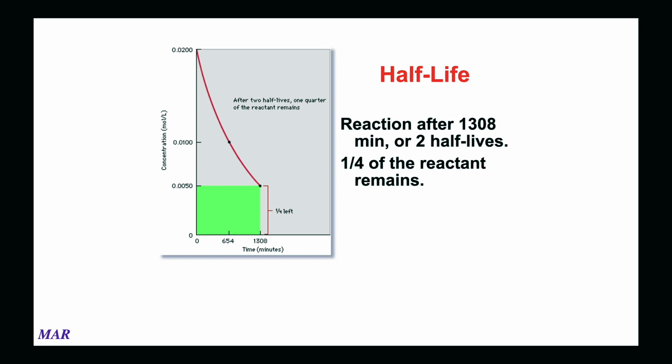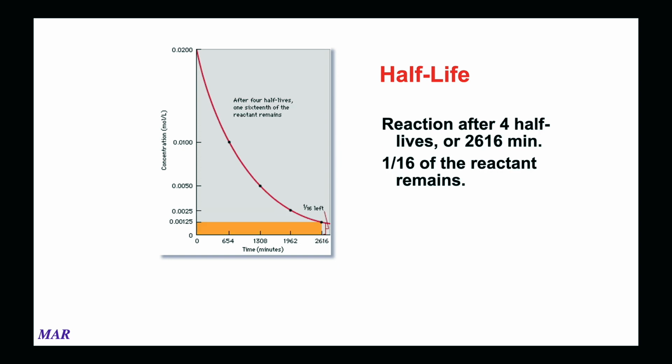So you can see this kind of curve that happens, and that's very, very common. If you go 1 more half-life, now you're at 1,962 minutes. You're at 3 half-lives. That's 1/8 of the original reactant, which is still around. Why stop there? 4 half-lives would be 654 times 4, or 2,616 minutes. You can see that you're now down to 0.00125 molar. That's 1/16 of the original concentration.